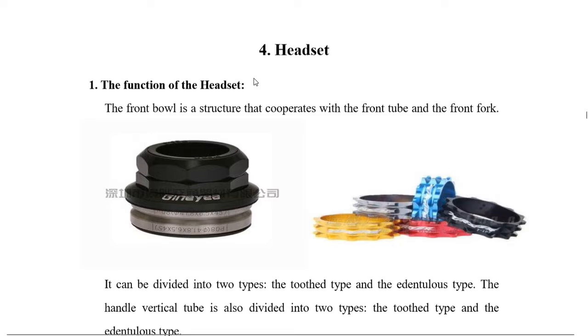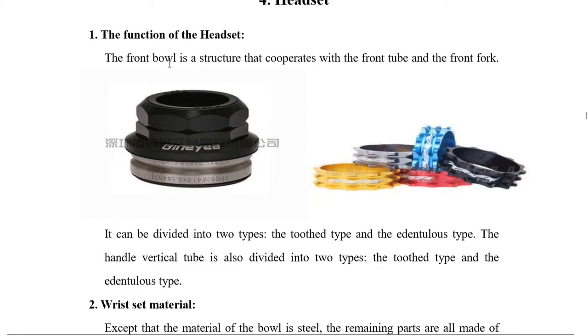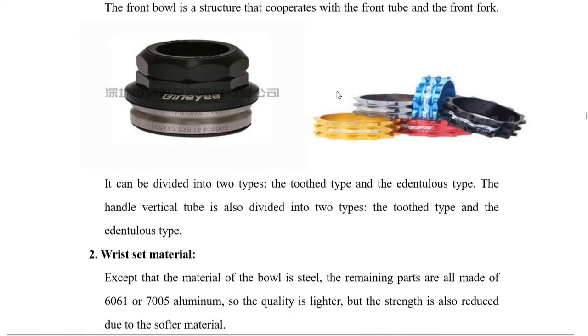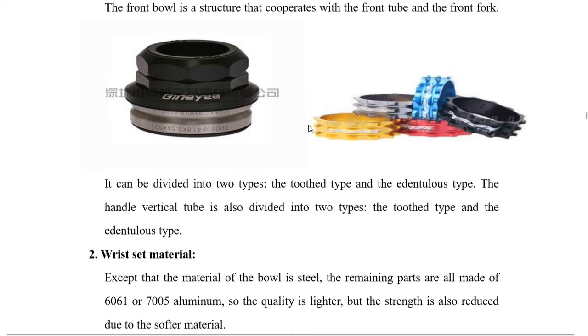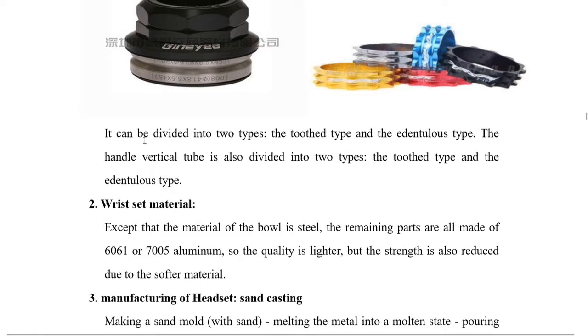Okay, the second part of the bicycle is the headset. First is the function of the headset. The headset is a structure that cooperates with the front tube of the frame. These are two pictures of the headset.